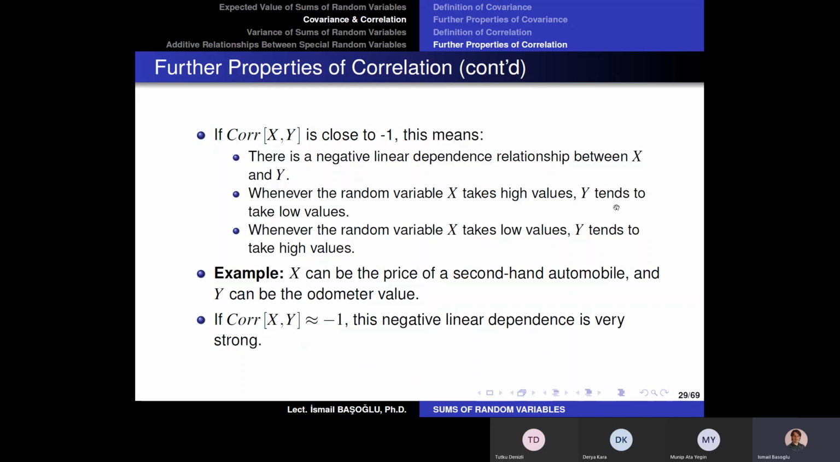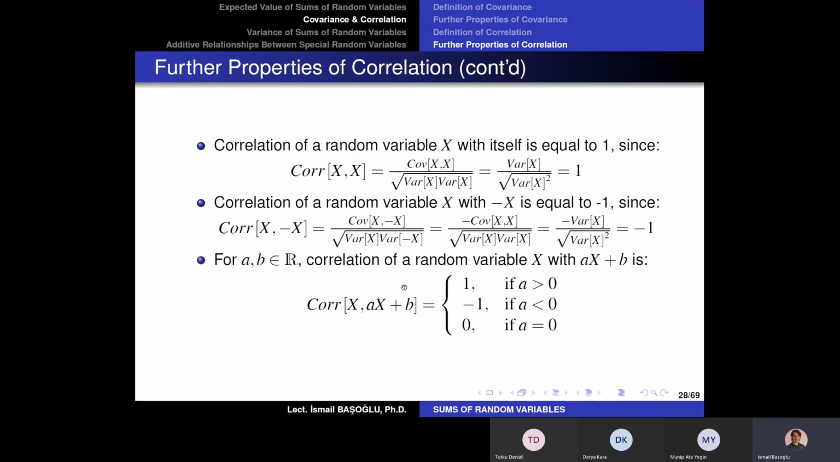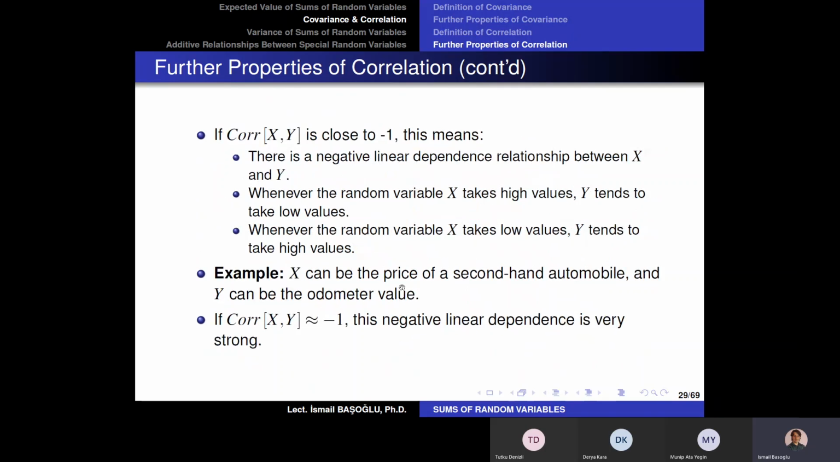when x takes high values, y tends to take low values, or when x takes low values, y tends to take high values when the correlation is close to -1. And that dependence is very strong, not as strong as this linear function, but it is very strong. Maybe some of the variance in one variable can be explained as a linear function of the other variable.